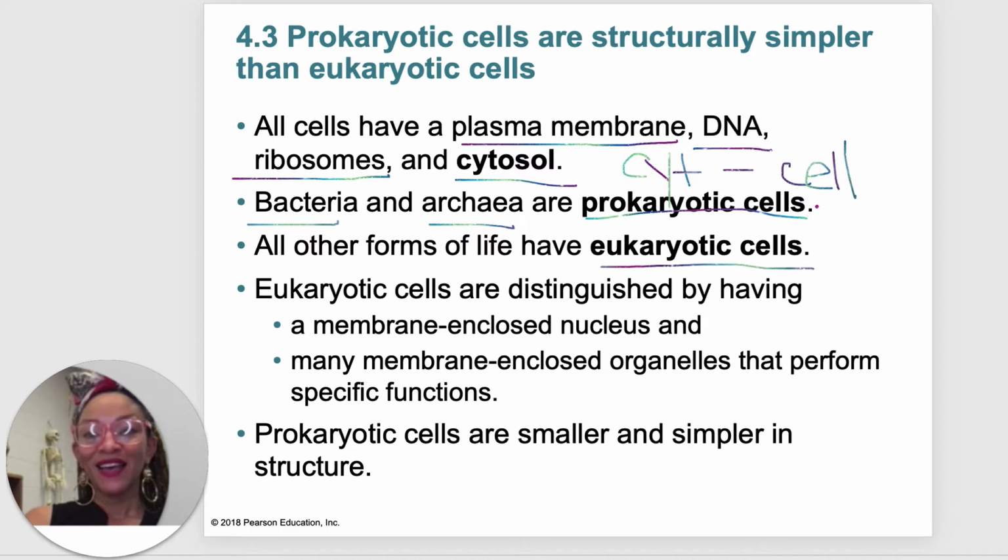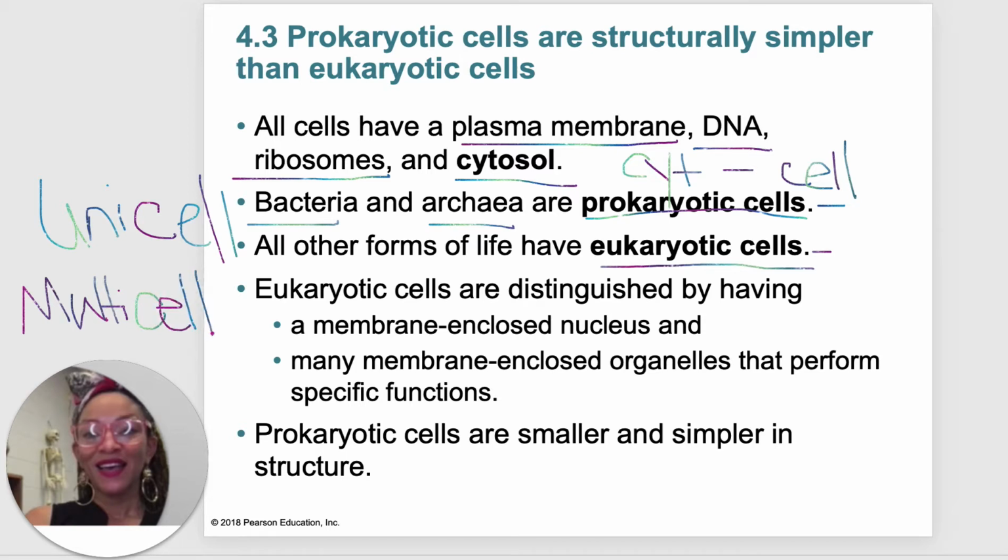Prokaryotic cells lack a true nucleus, while eukaryotic cells have a true nucleus. Another difference between prokaryotic and eukaryotic cells is that prokaryotic cells are typically unicellular, which means they're composed of just one cell. And then typically eukaryotic cells are multicellular. That means they're composed of many cells, and they're typically a lot more complex than any type of prokaryotic cell.